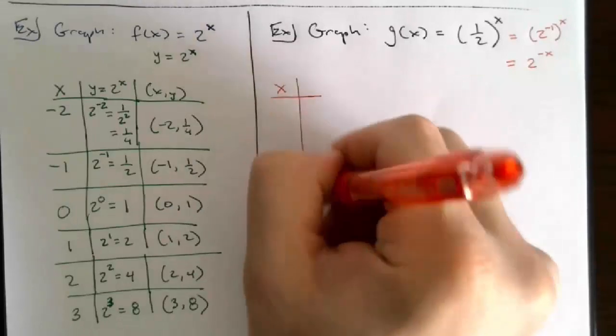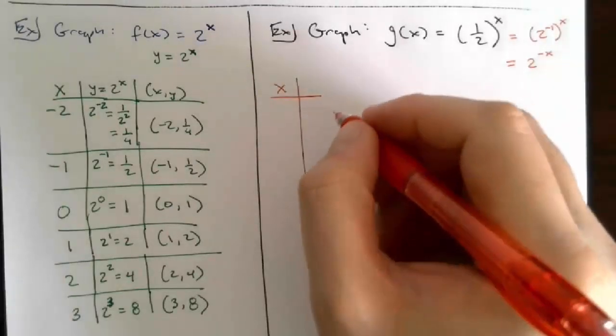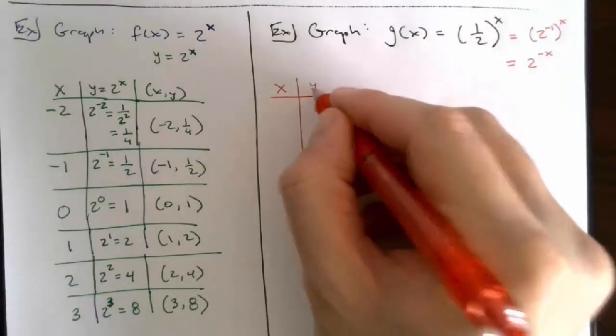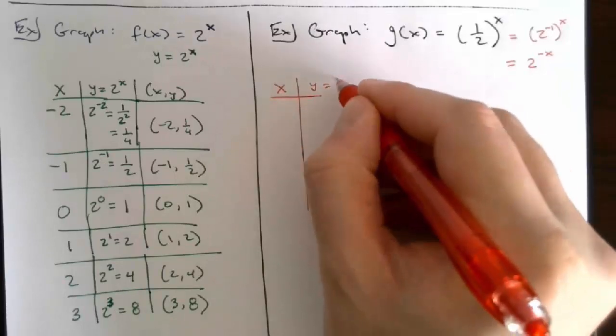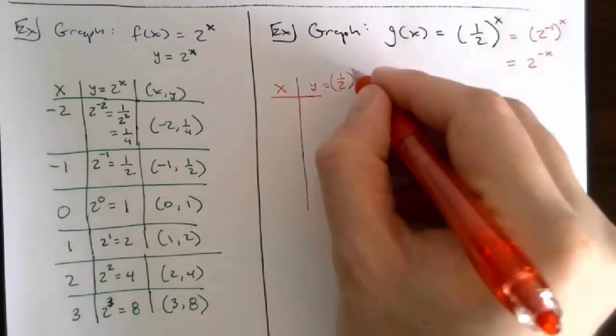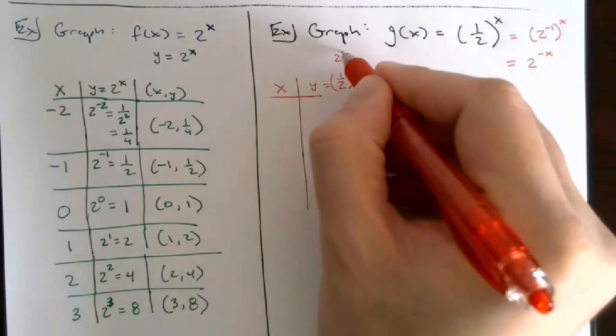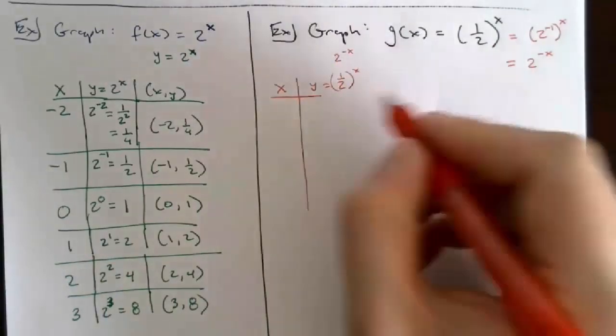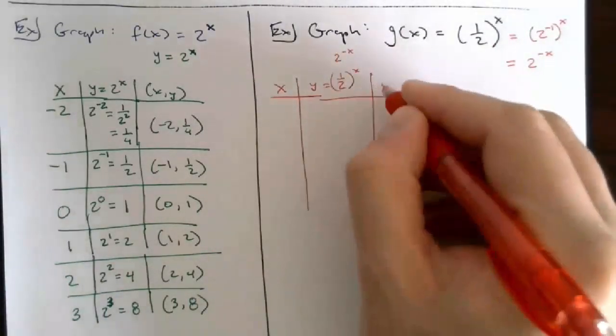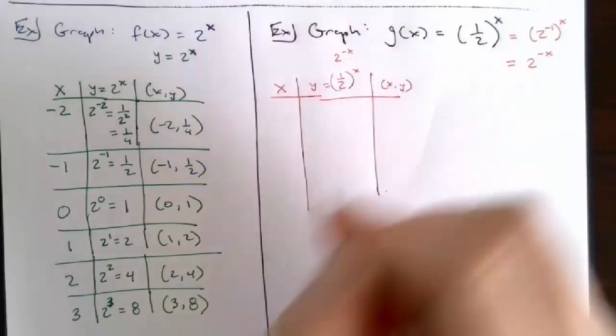So we'll have an x value. We'll have y equals (1/2) to the x power. Just remember that's the same as saying 2 to the -x. And then we'll have an ordered pair (x, y).